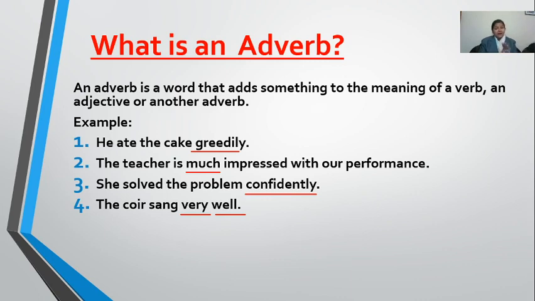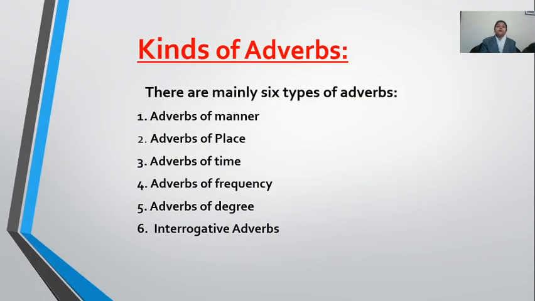What is adverb? Adverb is a word that adds something to the meaning of a verb, adjective, or another adverb. Cleared? Now it's time to discuss all six types of adverbs. So once revise what are these six types, then I will describe each one of them one by one. So learn it right now, children. There are six types of adverbs: adverb of manner, adverb of place, adverb of time, adverb of frequency, adverb of degree, and interrogative adverbs. Cleared?